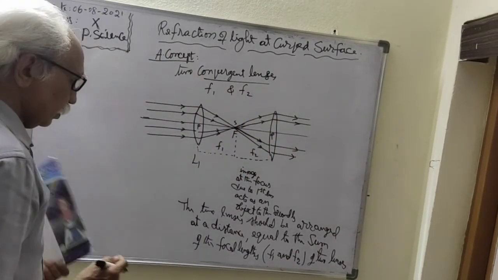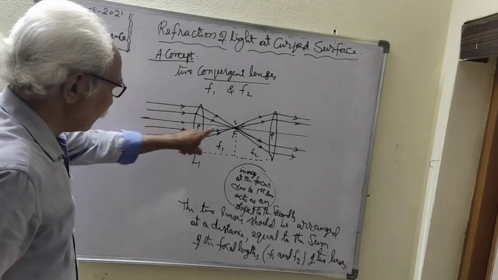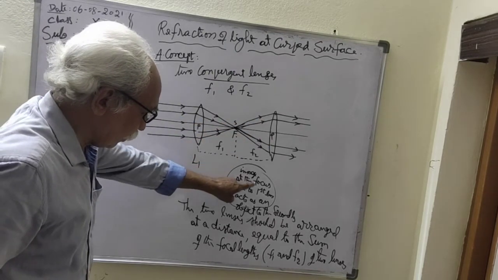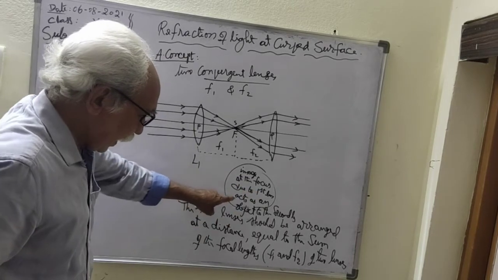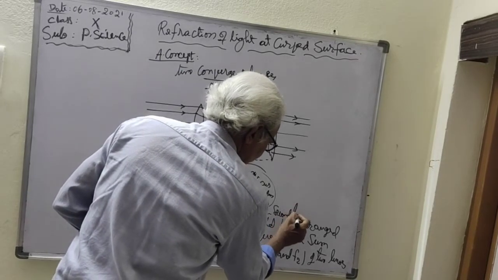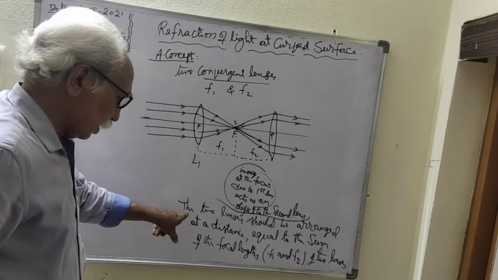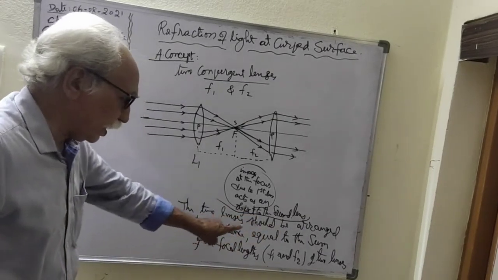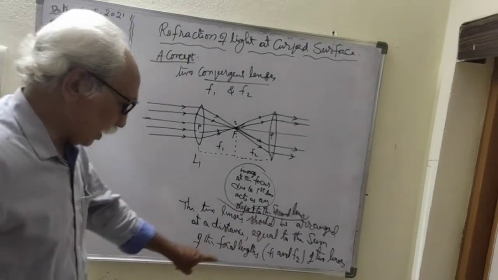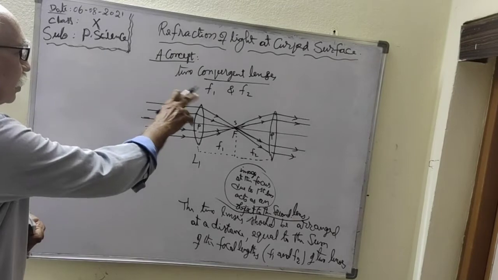So understand, the image formed by the first lens is acting as an object to the second lens. The image at the focus due to the first lens acts as an object to the second lens. Therefore, the two lenses should be arranged at a distance equal to the sum of the focal lengths of the two lenses, that is f1 and f2. Okay, this is the answer. You can write the first one.